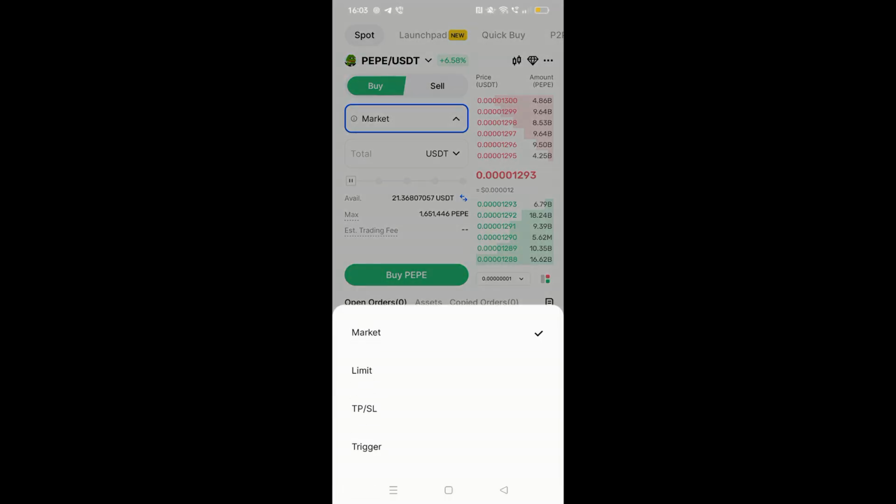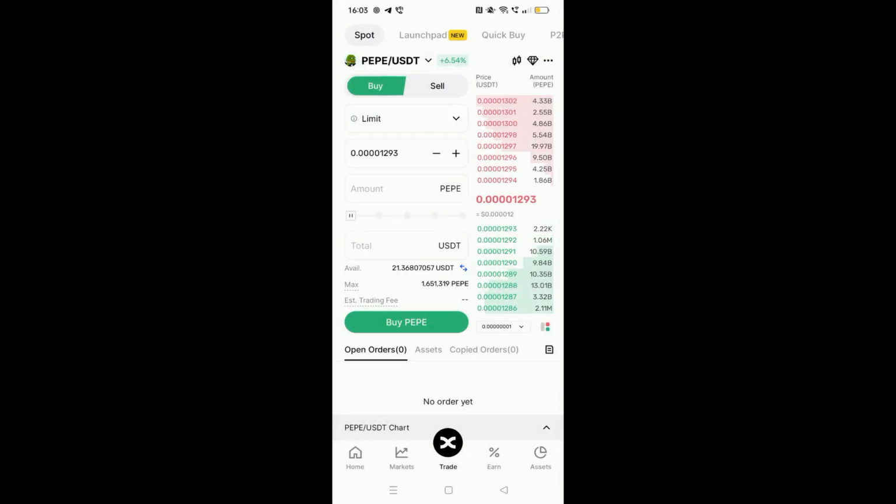Go to limit order, then just set the price you want to buy, how much you want to spend, and click buy coin. Limit order placed, you will get PEPE coins when the price of the coin hits the price you picked to buy.